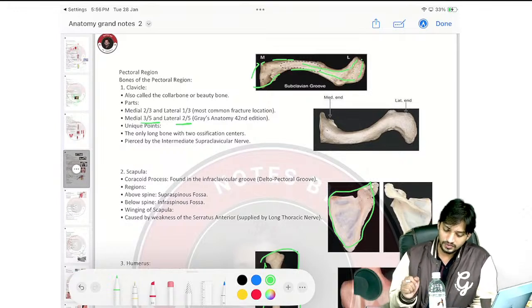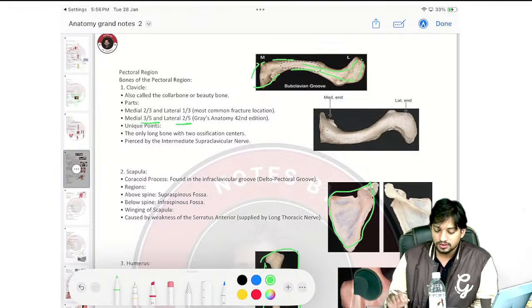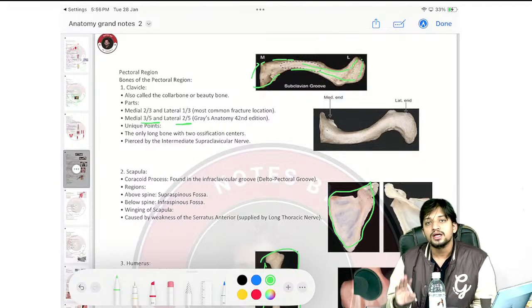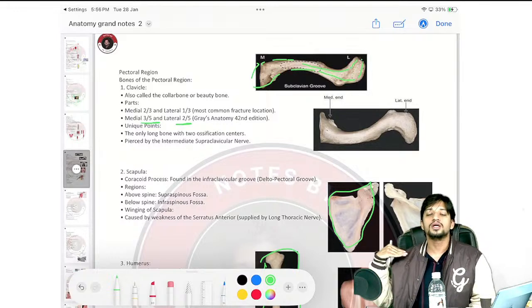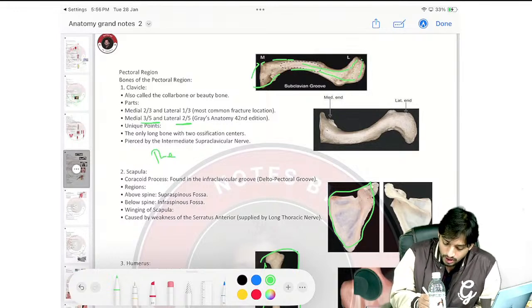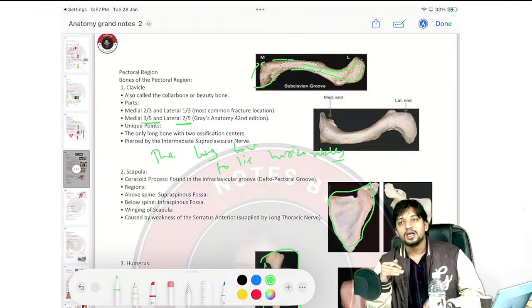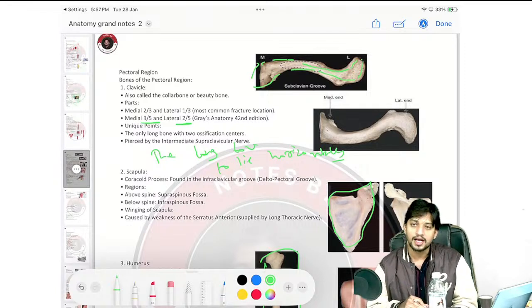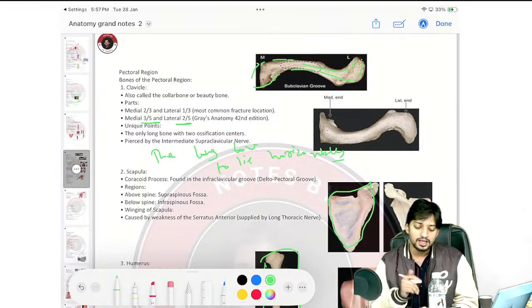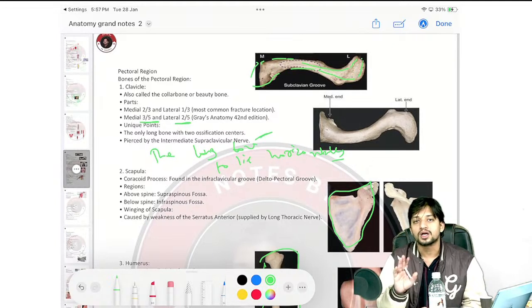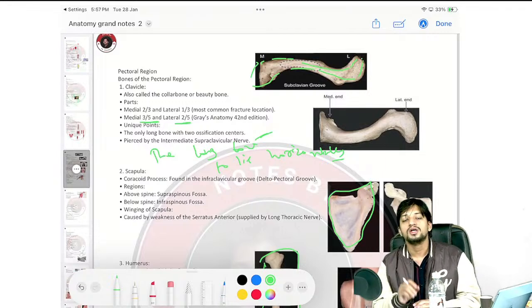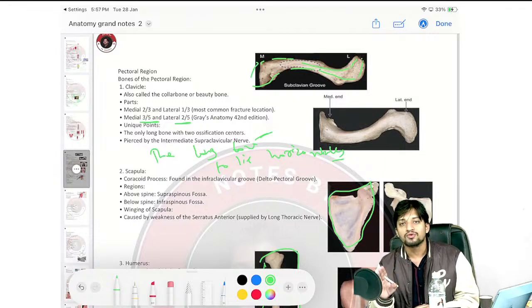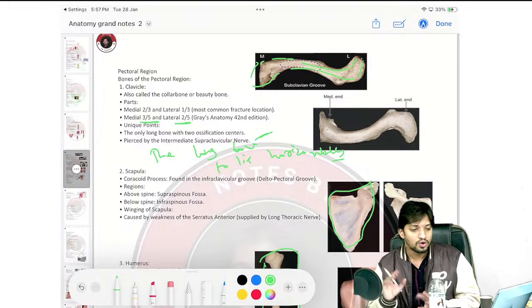Now, guys, what are the unique points about the clavicle? It is the only long bone that lies horizontally. The long bone with two primary ossification centers is also the clavicle. The clavicle is also pierced by the intermediate supraclavicular nerve. The long bone that is pierced by a nerve called the intermediate supraclavicular nerve is the clavicle.